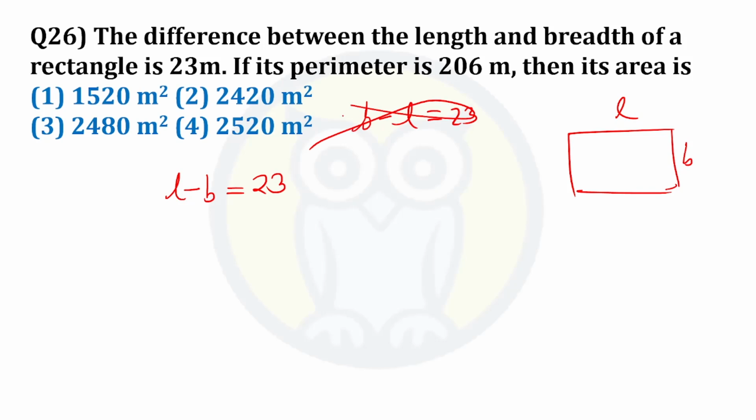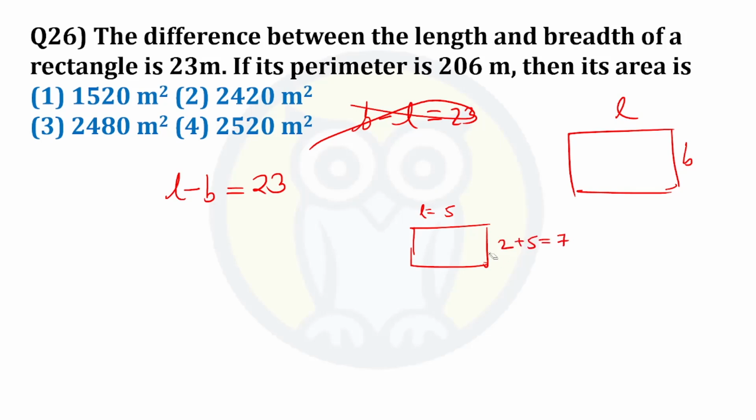The reason is that length is always longer than breadth, so we write L minus B, not B minus L. B minus L does not exist here because breadth can never exceed the length. For example, if the length is 5 meters and the breadth is 2 meters, so length is 5, 2 is the breadth.